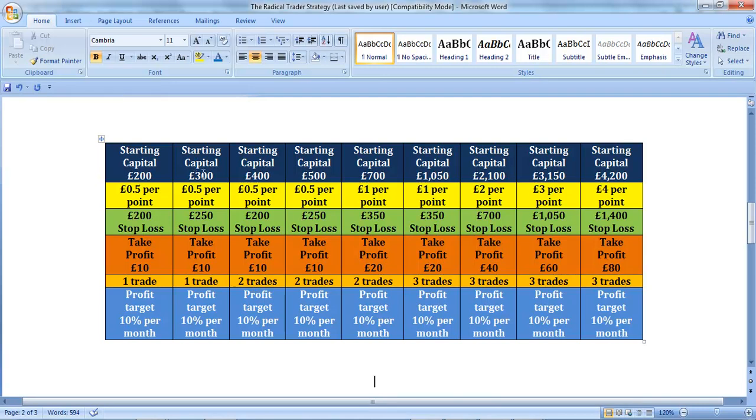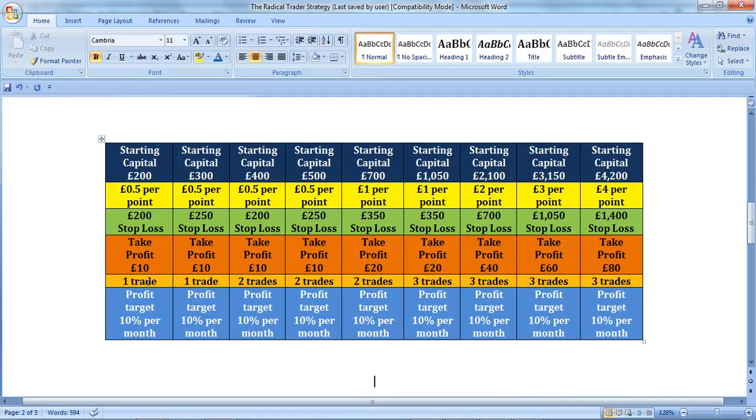If you are starting with 300 pounds, it's a 250 stop loss, the take profit is 10 pounds, and we go into 1 trade. If it's 200, it's a 200 stop loss, 10 pounds take profit, and we stay in 1 trade. This is very, very important. You know, it's not just a figure that we've come up with.